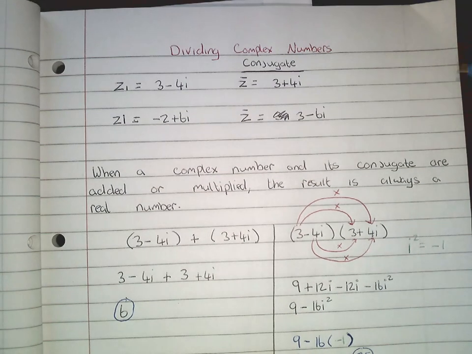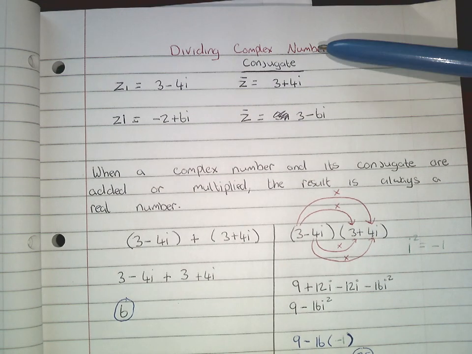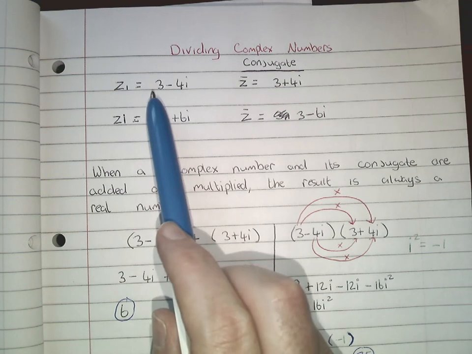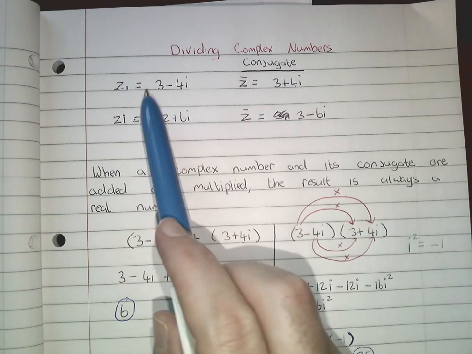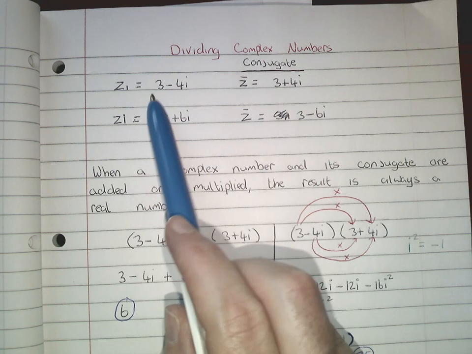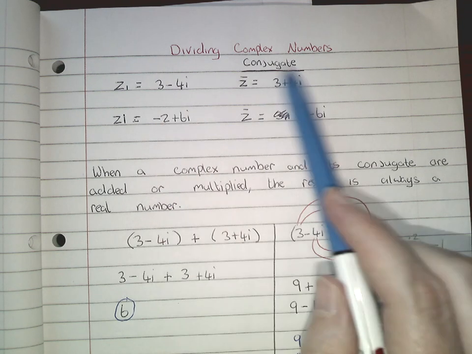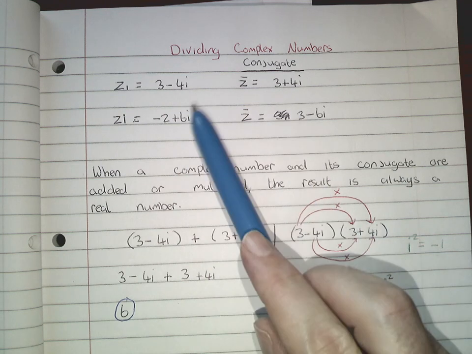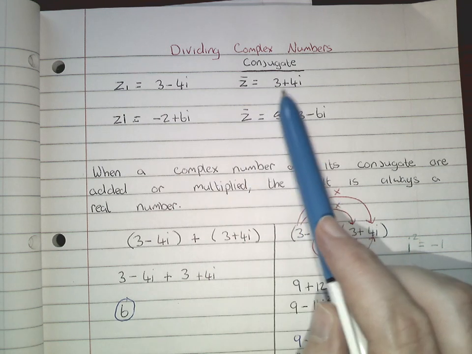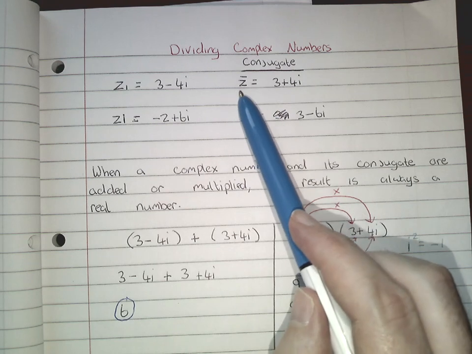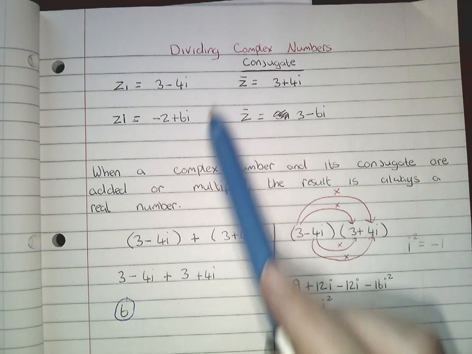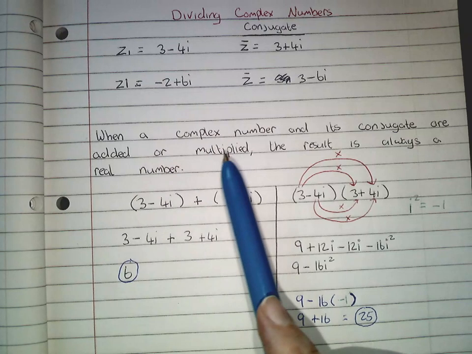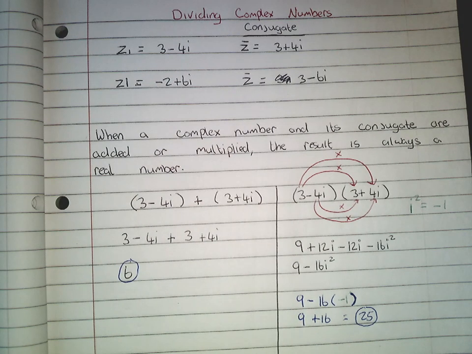Again, just to recap on the lesson, we're going to start to look at dividing complex numbers. This idea of a complex number conjugate: for example, if this is your complex number, 3 minus 4i, then the conjugate is you just change the sign in front of the imaginary part. The conjugate of 3 minus 4i is going to be 3 plus 4i, and we use this symbol here to represent it. That means the conjugate. And this rule is important: when a complex number and its conjugate are added or multiplied, the result is always a real number.